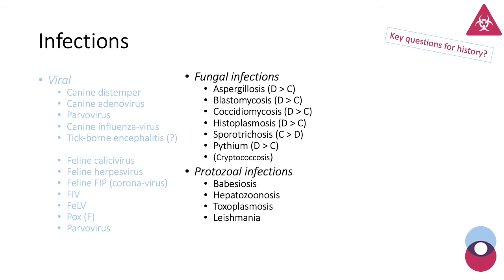Blastomycosis, coccidioidomycosis, sporotrichosis, and pythium are again more common in the US. So if the patient has been to the US, in the Gulf area, or in Ohio or Tennessee, the Ohio River Valley I should say, it should definitely be a consideration for fungal diseases. Therefore, the question about whether the animal has travelled is really quite important.